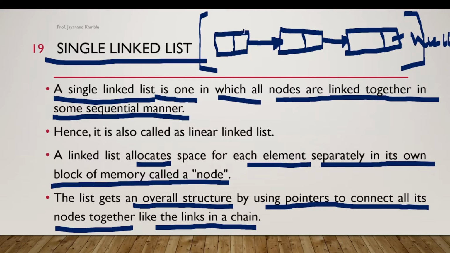Here this overall structure uses the pointer. What is this? This is the pointer which holds the address of the next node. That's why we are saying that the list gets an overall structure by using pointers to connect all its nodes together. Through pointers we connect all nodes together, because a pointer holds the address of the next node.